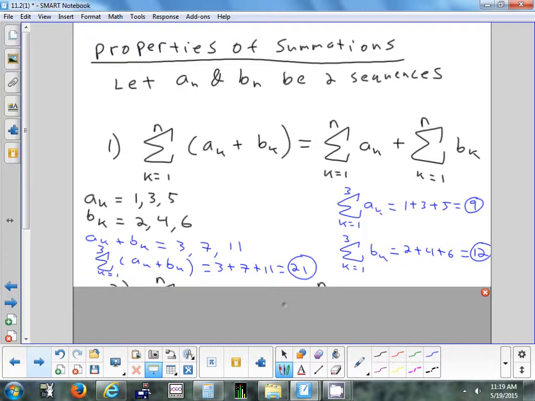Now the last step says to take these 2 things and add them together. So we had 9, we had 12. Brianna, what do you get when you add 9 and 12? 21. I don't have enough space to write this out again, so I'll just put it down here. When you add 9 and 12, you get 21. So you get the same thing either way. Either add the individual terms together and then add them up, or add all the terms in the first sequence, add all the terms in the second sequence, and then add those up.